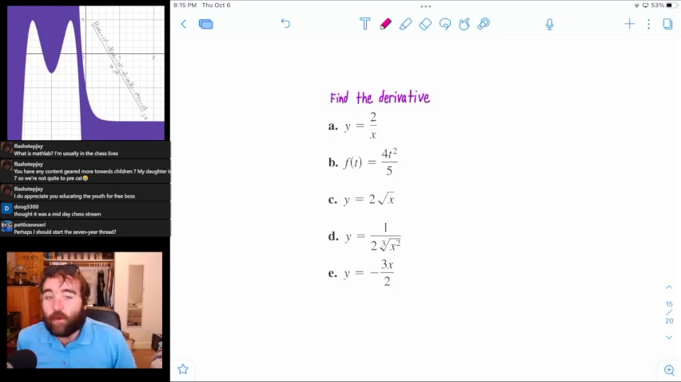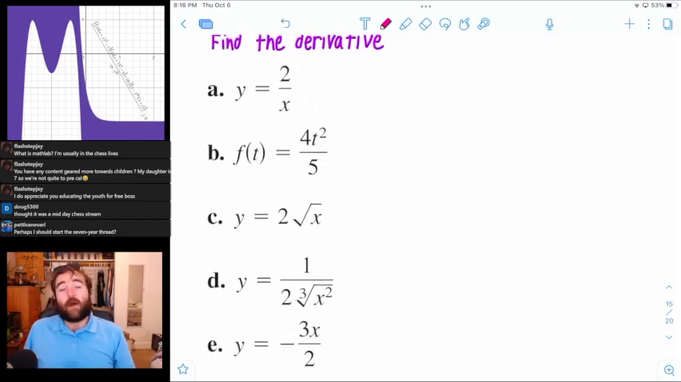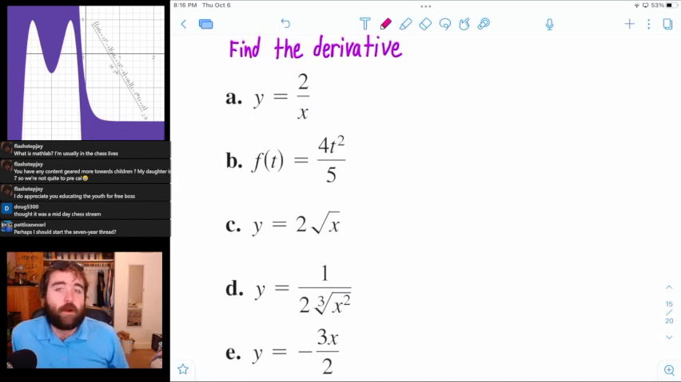All right, so we got to find the derivatives of all of these, and it may not look like it, but all of these are power rule problems. So first off, recognize to use the power rule, it's got to be x to some power. So we have to rewrite all of these as x to some power. So this is, again, where our algebra 2 rules start coming into play.